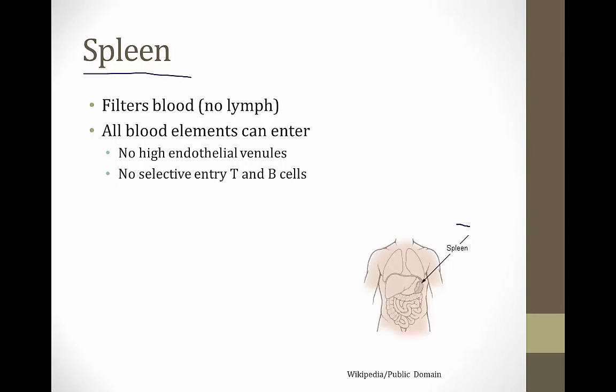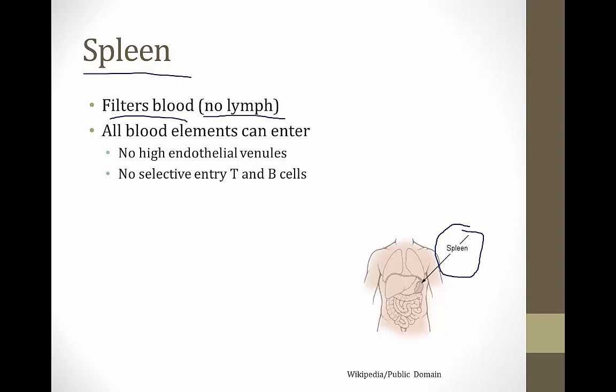Now let's switch gears and talk about the spleen, which is another secondary lymphoid organ. The spleen is located in the left upper quadrant. This is a picture of where you can find it in the body right here on the screen. And the job of the spleen is to filter the blood. It has nothing to do with lymph. Some people erroneously think of the spleen as a large lymph node, but that's not the case. It's a different organ with a different structure.